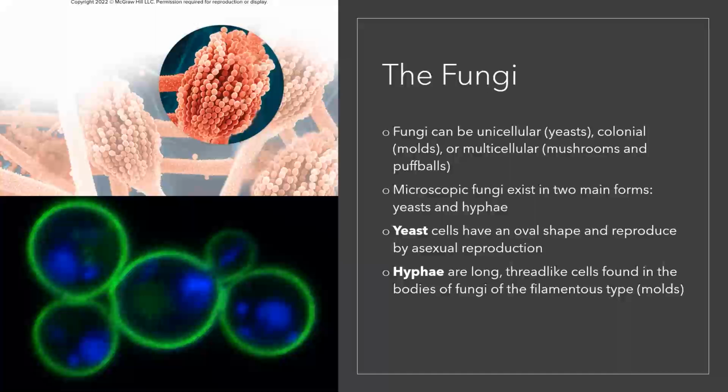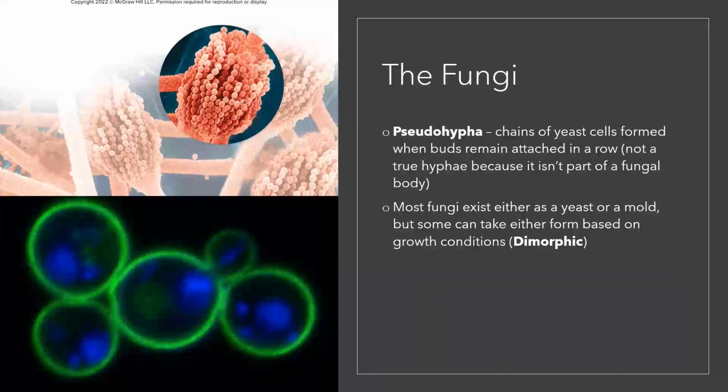Yeast have kind of that oval shape you see on the left in the blue and green. And they reproduce asexually by binary fission, where they're just splitting off. And hyphae, on the other hand, are going to be long thread-like cells that form filamentous molds. There are also pseudohyphae. So this is kind of the blurry in between. Pseudohyphae is a chain of yeast cells that when it splits asexually or buds, they still stay attached in a row.